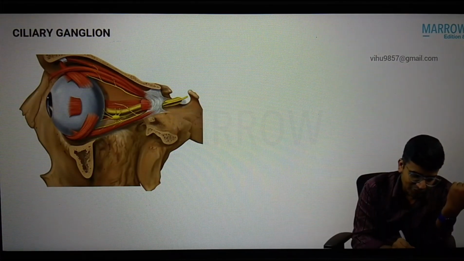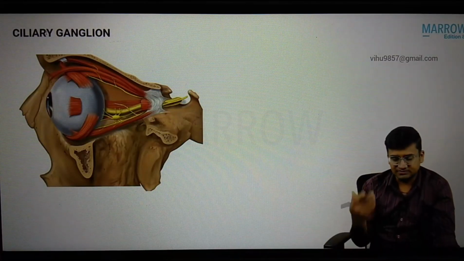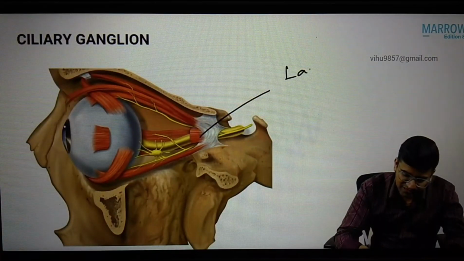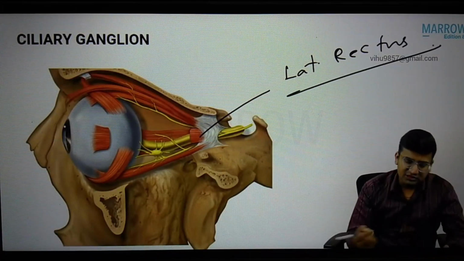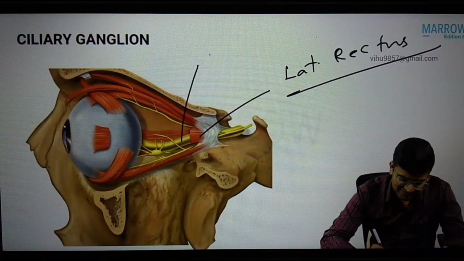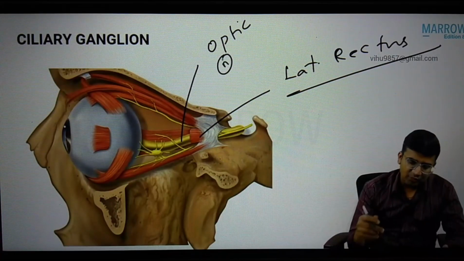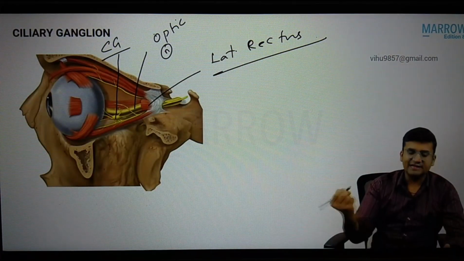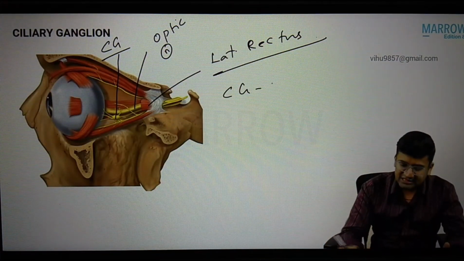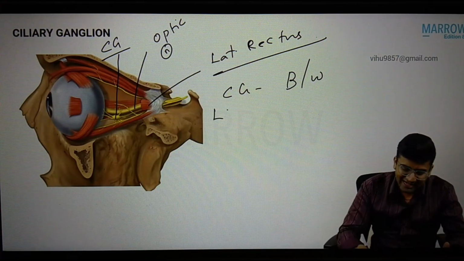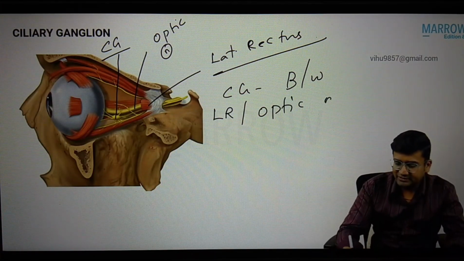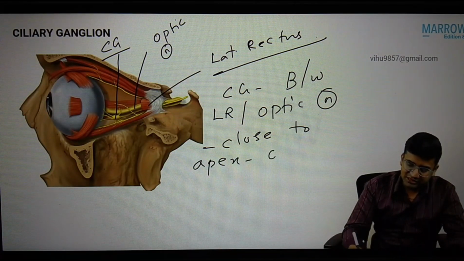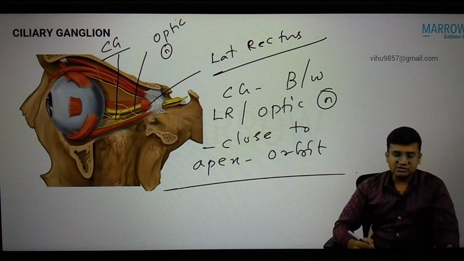Now the ciliary ganglion, first know the location. See the diagram. In this diagram we removed the lateral rectus muscle, and this is our optic nerve. Between the optic nerve and the lateral rectus muscle, we are seeing this ganglion, the ciliary ganglion. It is present very close to the apex of the orbit.